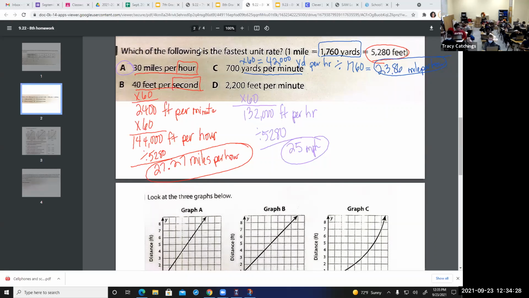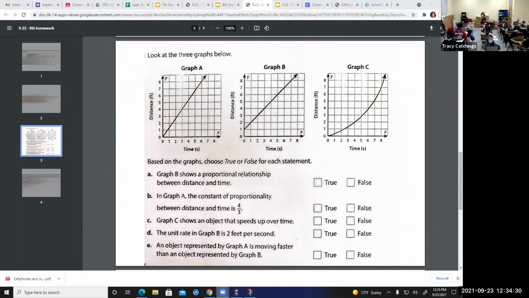All right, the next one. It said, look at the graphs below. We got graph A, graph B, graph C. A says graph B shows the proportional relationship between distance and time. Talk to me. So the proportional relationship has to be in a straight line and goes to the origin. And that is correct. Proportional relationship got two things. It has to go to the origin as he stated, and it has to make a straight line. So he instantly noticed, no, it did not.